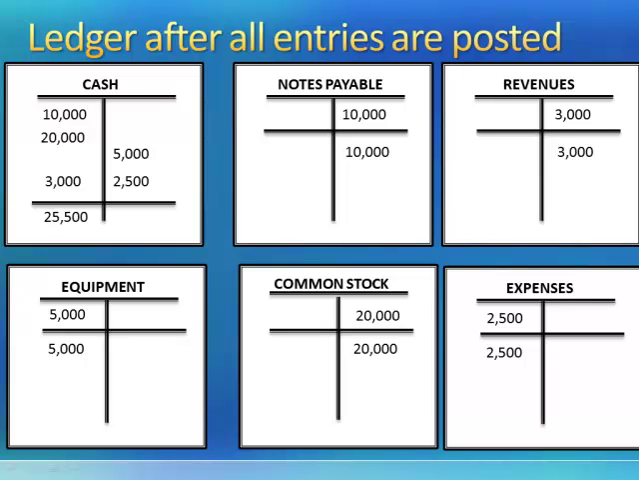The ledger, after all entries are posted, is as follows. The cash account has a balance of $25,500, notes payable $10,000, revenues $3,000, equipment $5,000, common stock credit balance of $20,000, and expenses debit balance of $2,500. Keep in mind that we didn't illustrate all of these transactions in the module when we were looking at journalizing and posting, but after all the transactions are posted to the ledger, we have this information.